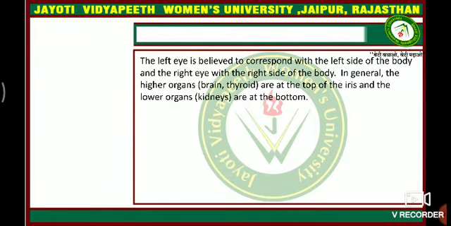In iris diagnosis, it is said that our whole body is represented in the iris, and the left eye is believed to correspond to the left side of the body and the right eye with the right side of the body. In general, the higher organs like brain and thyroid are at the top of the iris and the lower organs represent the bottom of the iris.